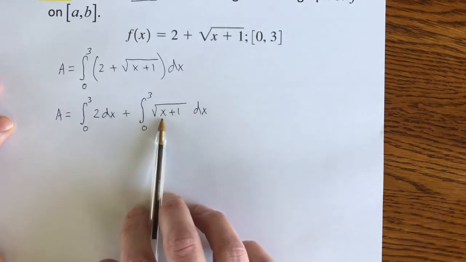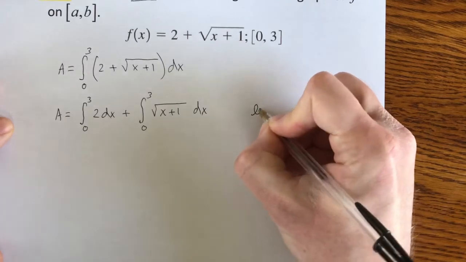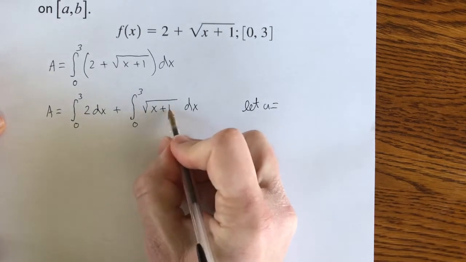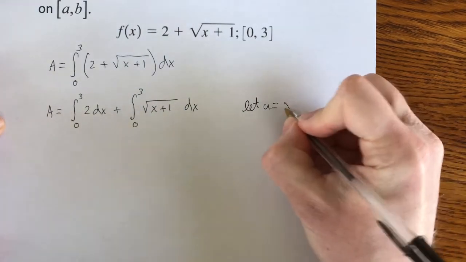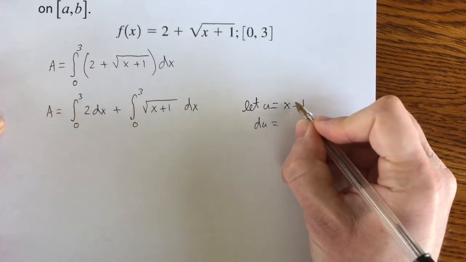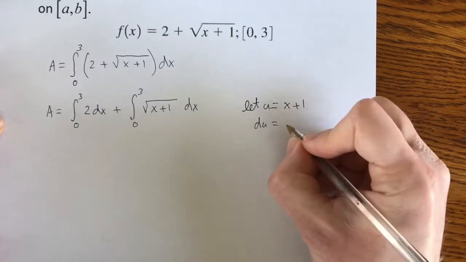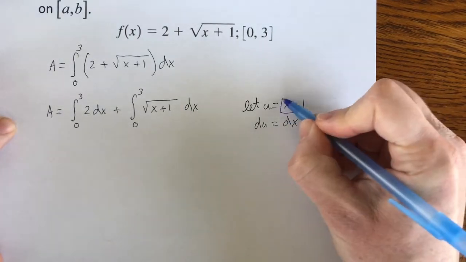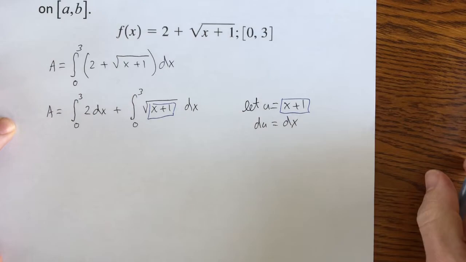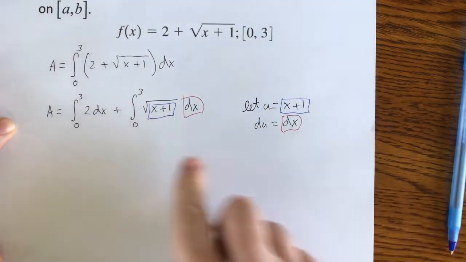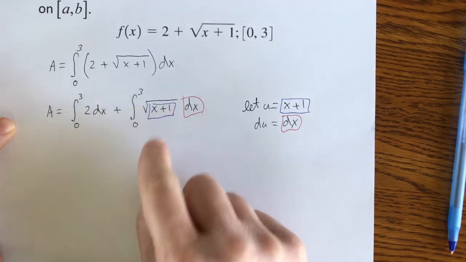So let's work on that now. I'll show that work over here. Let's let u be equal to this x plus 1. Now let's take the derivative of each side. On the right side, when we derive it, we just get 1 dx, or just dx. So again, we're able to match things up. We have the x plus 1 taken care of, and then we have the dx taken care of. The only thing that's not taken care of is this radical component.